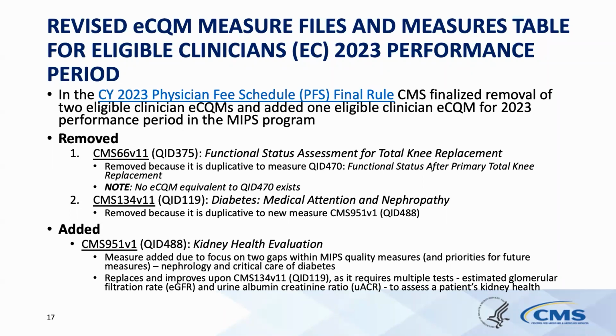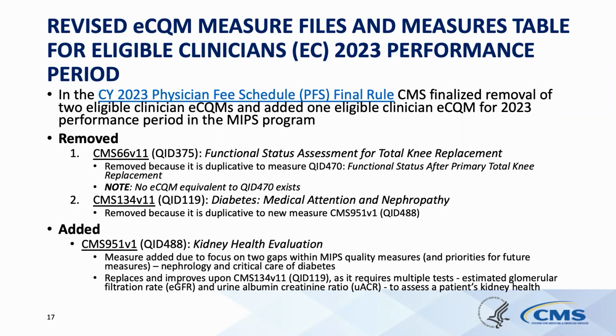Second, CMS 134 version 11, or Quality ID 119, diabetes medical attention and nephropathy, was removed as a quality measure, as it is duplicative of new measure CMS 951 version 1, Quality ID 488. And we'll get to that in the next item here.